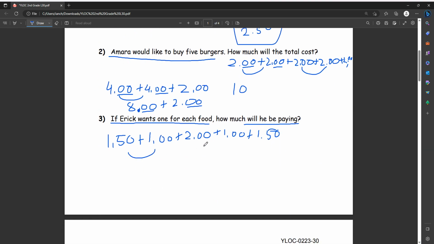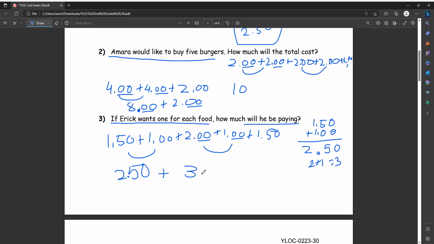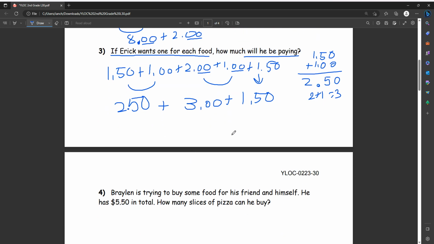So let's add these up like before in pairs. So 1.50 plus 1.50 plus 1.00. So 0 plus 0 equals 0, 5 plus 0 equals 5, and then add our decimal, and then 1 plus 1 equals 2, so we get 2.50. Okay, now we add the 2 and the 1. And then just like before, since past the decimal are zeros, all we need to do is 2 plus 1, which equals 3. So we just simply put 3.00 down, and now we need to drag down our 1.50 because we're not adding anything. So now this is what we have left.